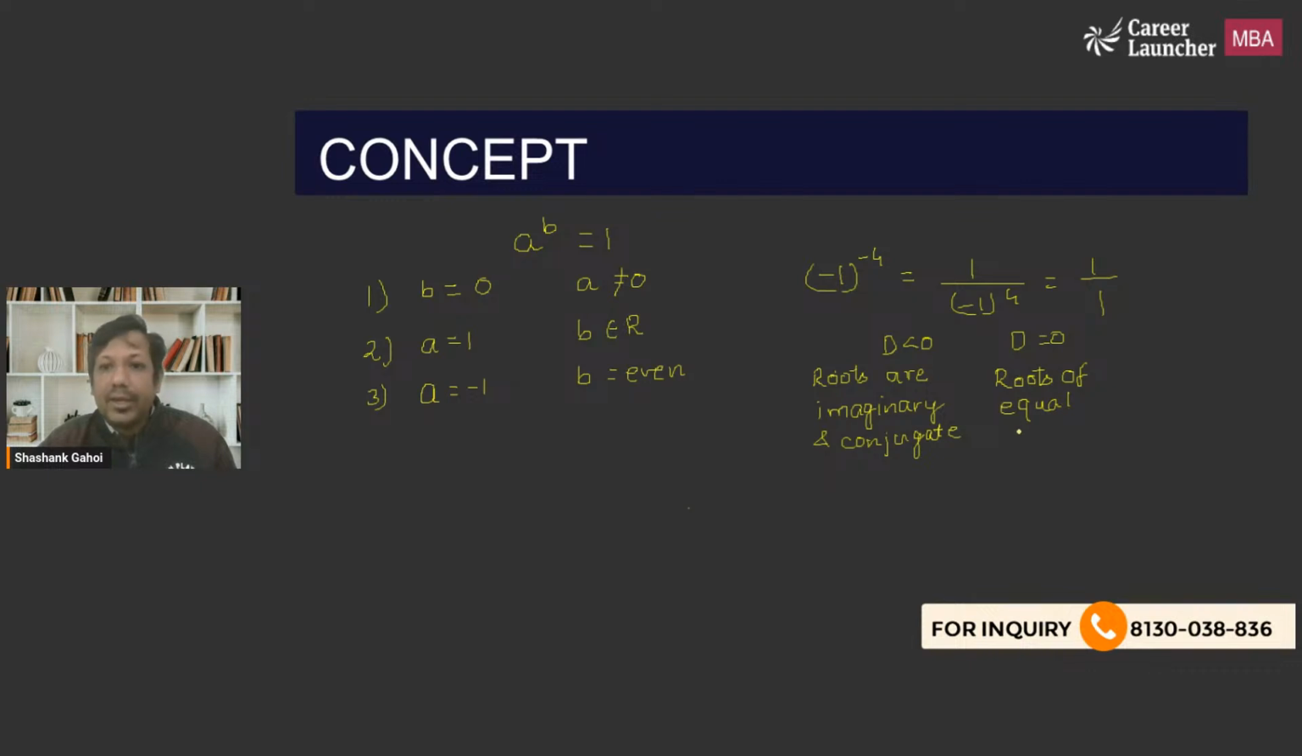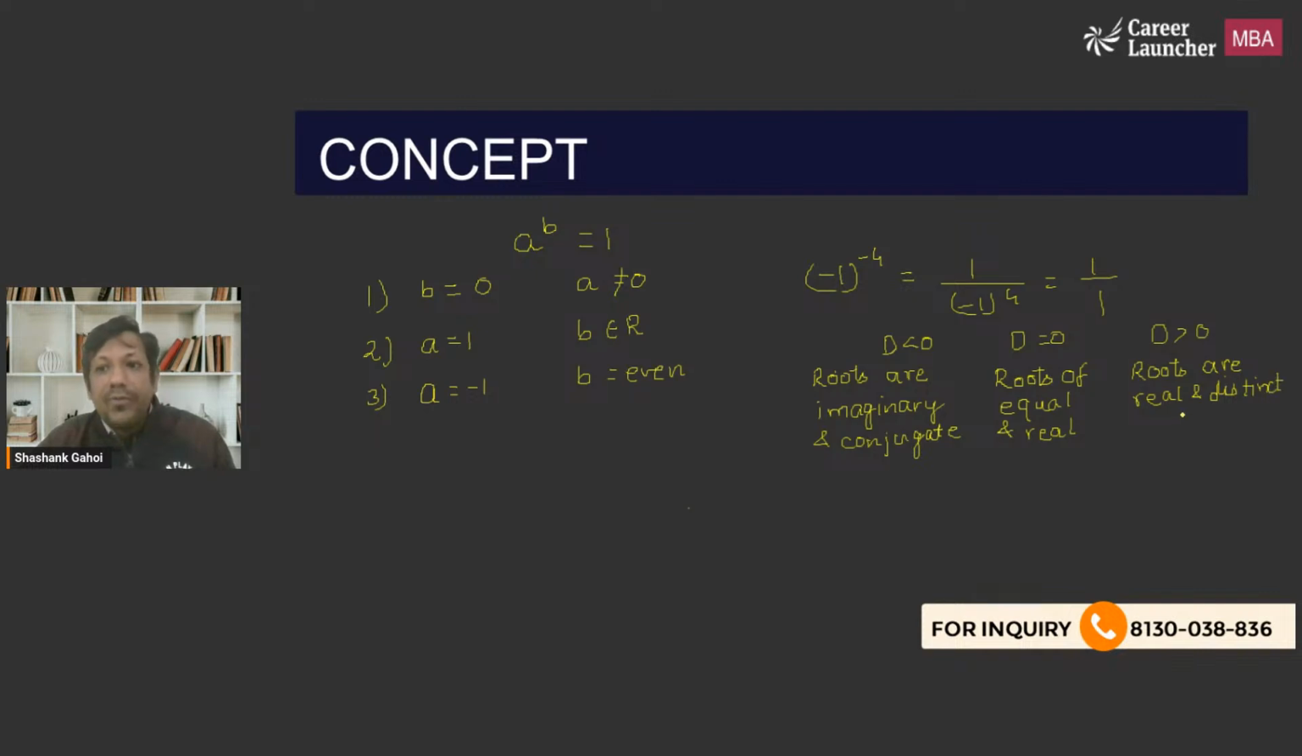So if anyone has any doubt in the condition of D or what is D, you can just look at the previous session. Now, if D is positive, there are two conditions. One is D is a perfect square, second D is not a perfect square. In this case, roots are real and distinct. So basically, the roots are going to be real and distinct.